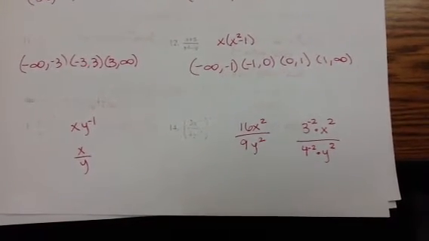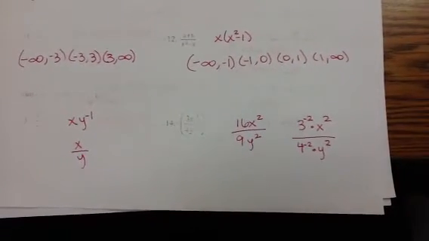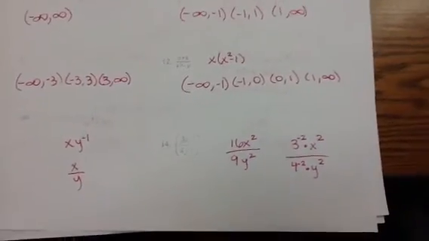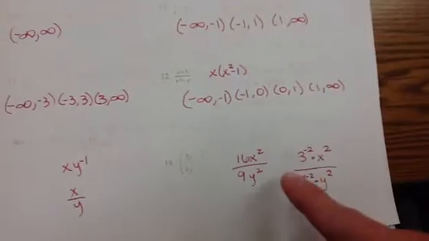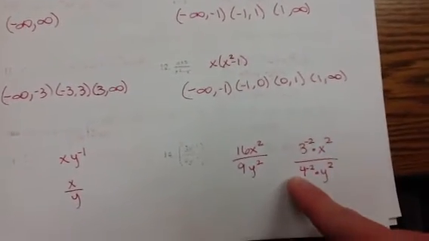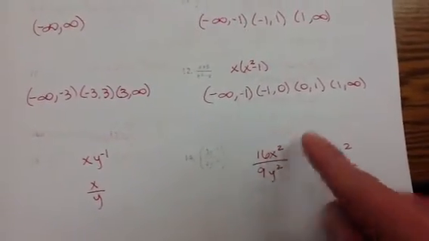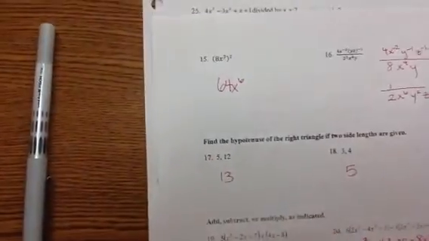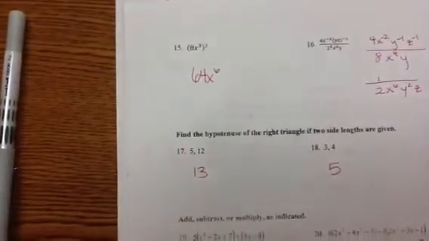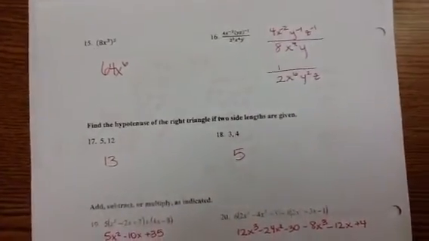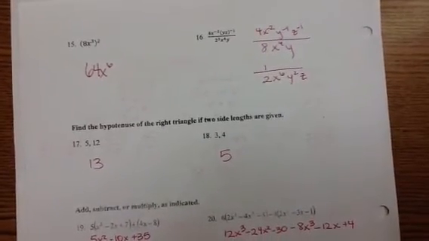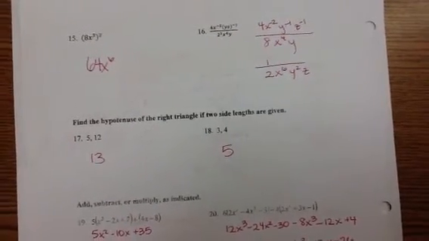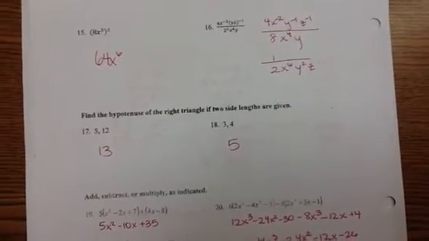For 14, I got 16x squared over 9y squared. Here's where I distributed, and then I moved the 3 squared down and the 4 squared up. For number 15, I got 64x to the 6th by distributing the squared. For 16, I distribute the -1, then I subtract, then I get rid of negative exponents. So I get 1 over 2 x to the 6th y squared z.